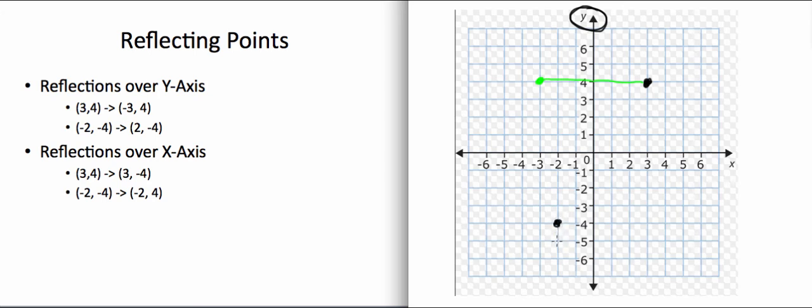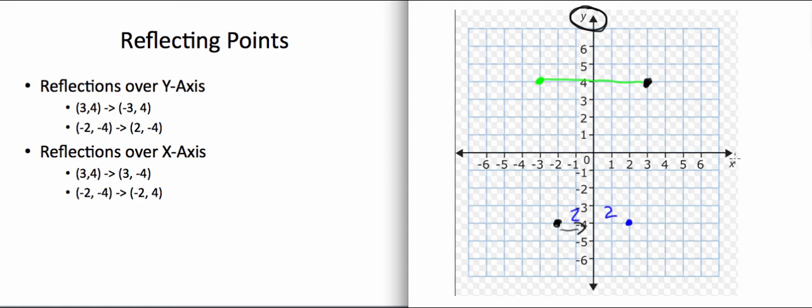In our second example, we start with -2, -4. It's going to reflect over the y-axis, which means it's going to reflect to the right. It's 2 spots to the left, so that means it becomes 2 spots to the right, and the point becomes +2, -4.